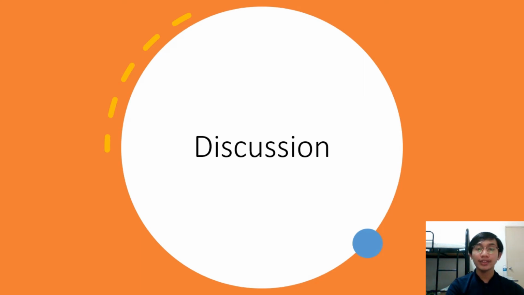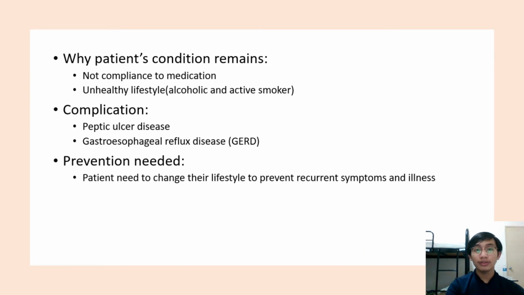Okay, continuing to the discussion. Why does the patient's condition remain? It may be due to his non-compliance to medication, or it can also be due to his unhealthy lifestyle, as he verbalized that he is an alcoholic and an active smoker. What complications can come from dyspepsia? There are two, which are peptic ulcer disease and gastroesophageal reflux disease, which is GERD. Prevention needed is that the patient needs to change their lifestyle to prevent recurrent symptoms and illness.